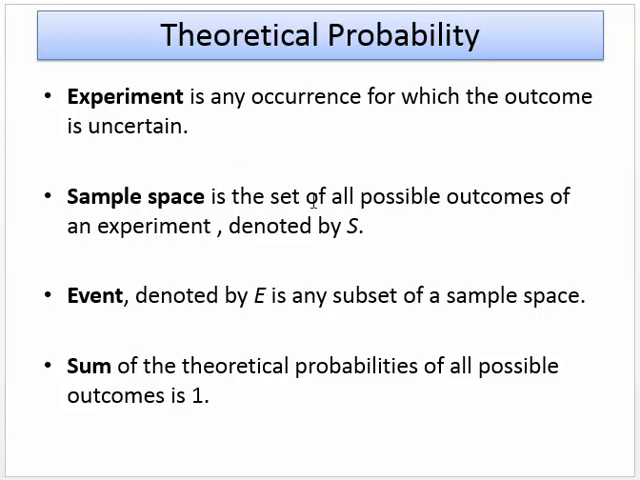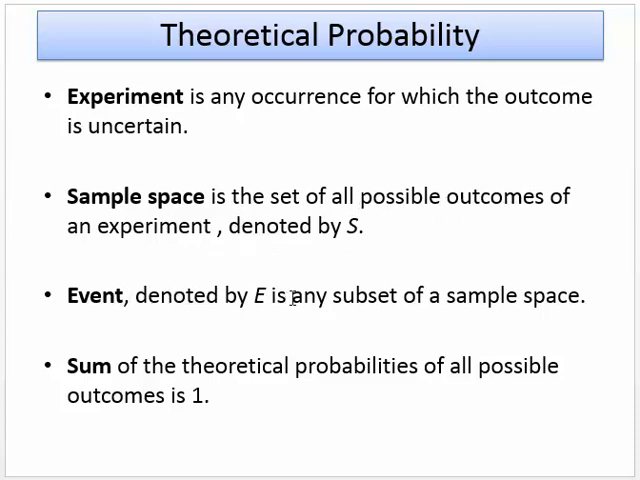A sample space is a set of all the possible outcomes of an experiment, and it's usually denoted by S for sample space. Let's say for flipping a coin, there's only two parts of the sample space, either heads or tails. When you roll a die, there's 6 elements of the sample space: 1, 2, 3, 4, 5, 6. Okay, that's what a sample space is. It's a set of all the possible outcomes.